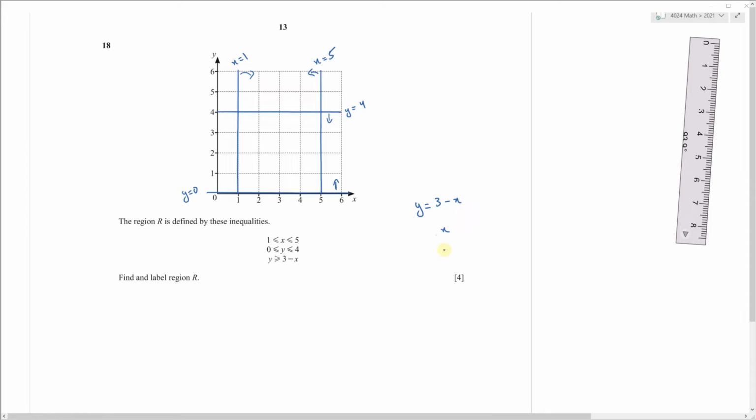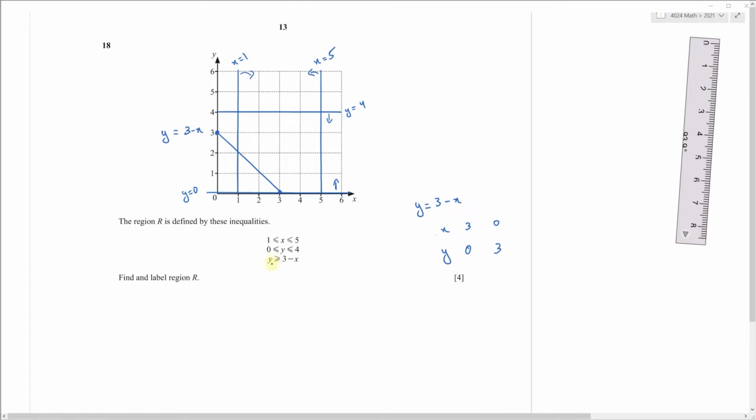And let's just take any two values of x. Let's take 3 and 0, and the corresponding values of y. If I substitute x equals 3 here, 3 minus 3 is 0. So y is 0 when x is 3. And when x is 0, y is 3. So for this line, I have coordinates (3, 0), which is this point, and (0, 3), which is this point here. I can join them through a straight line like this. So this is my y equals 3 minus x.